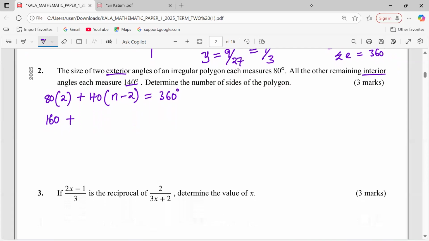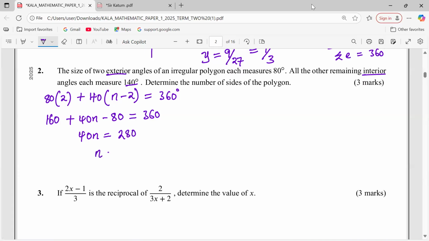160, 40n minus 80 equals 360. 40n equals, when we take 360 and we add 80, then we subtract 160, I'm getting 280.